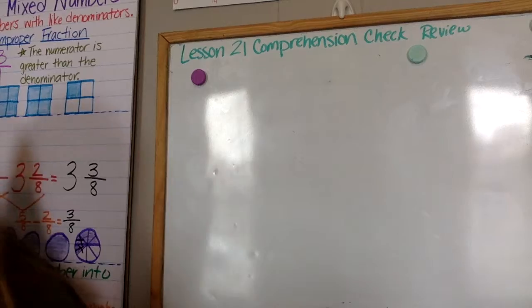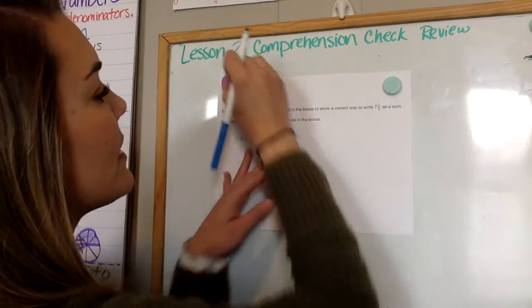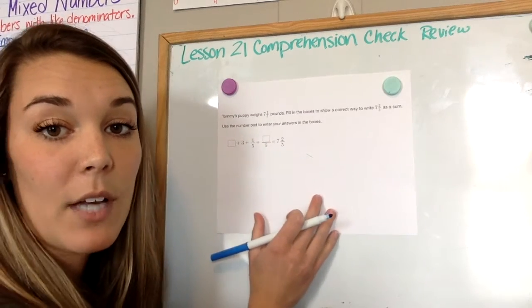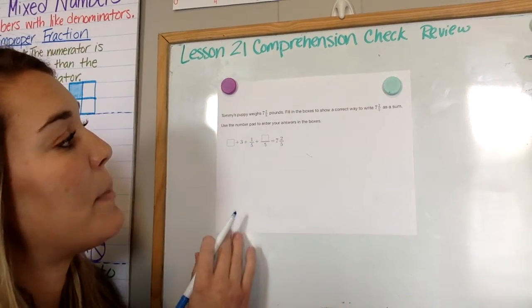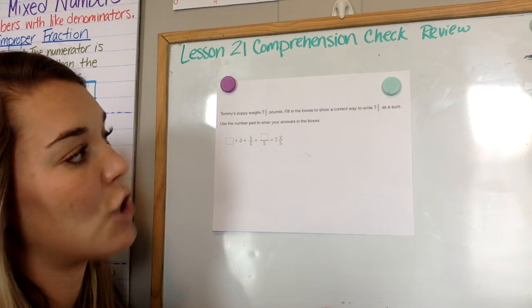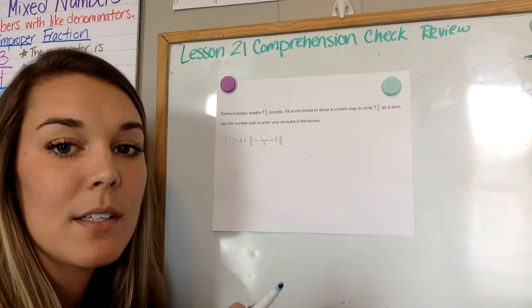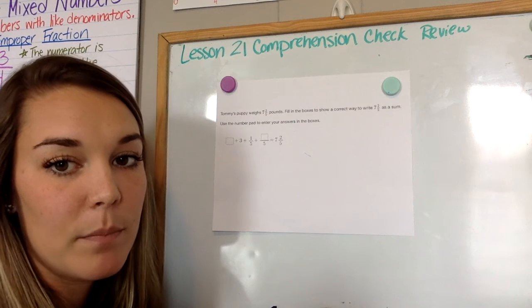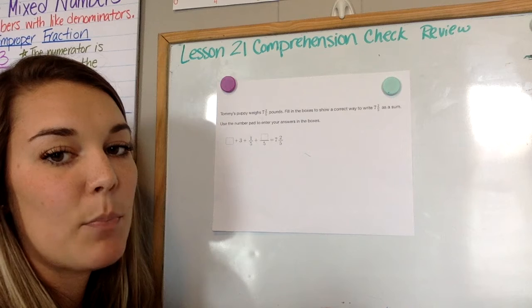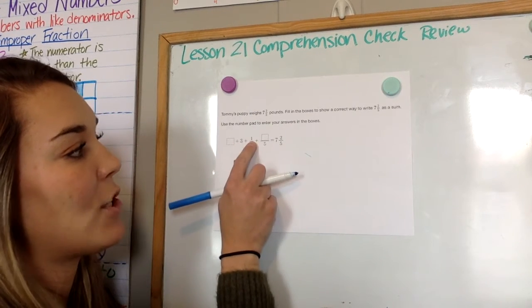Next one. This one's about decomposing fractions, which we know means breaking them down. Okay? So it says Tommy's puppy weighs 7 2/5 pounds. Fill in the boxes to show a correct way to write 7 2/5 as a sum. Sum is the answer to an addition problem. Okay? So it's breaking down both the whole number and the fraction.